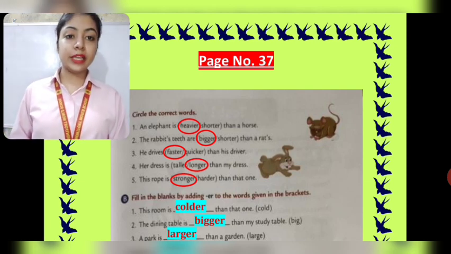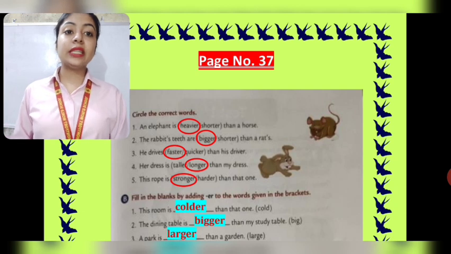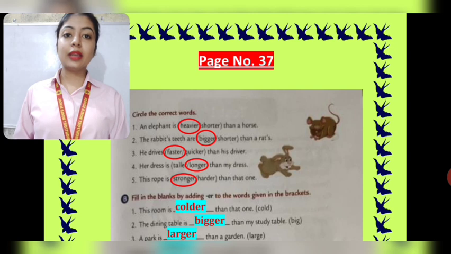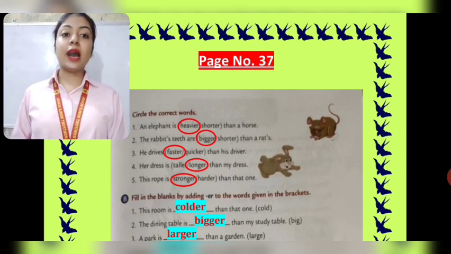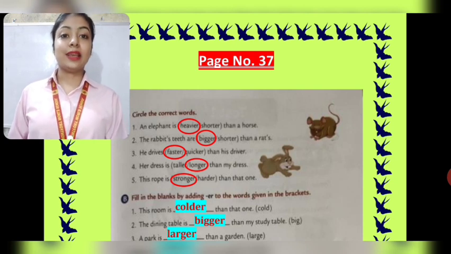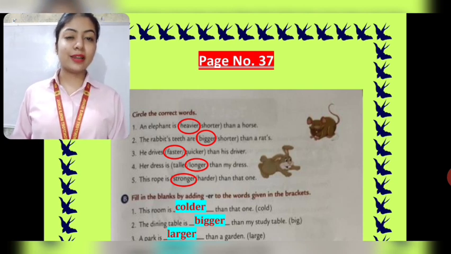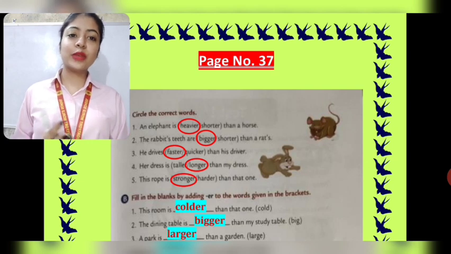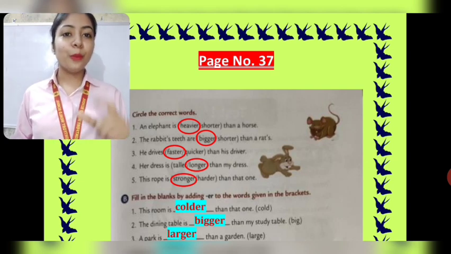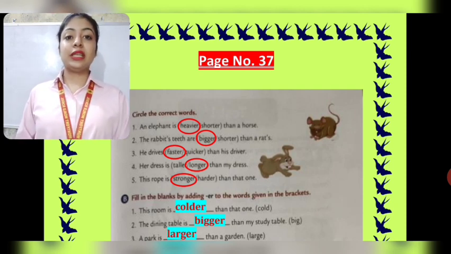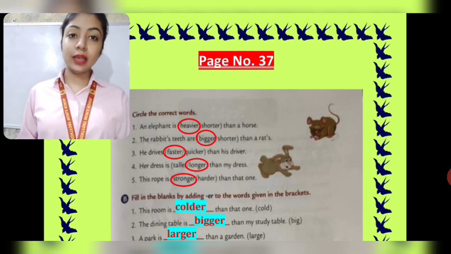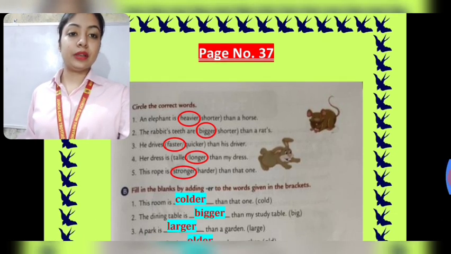Circle it. Second part, the rabbit's teeth are dash than a rat's. Options are bigger, shorter. Now what will come, students? The rabbit's teeth are bigger than a rat's. Rabbit is big in size. Rat is small in size. So obviously rabbit's teeth are also big in size. So you will circle bigger. Bigger is a describing word telling you that rabbit's teeth are bigger than the rat's.